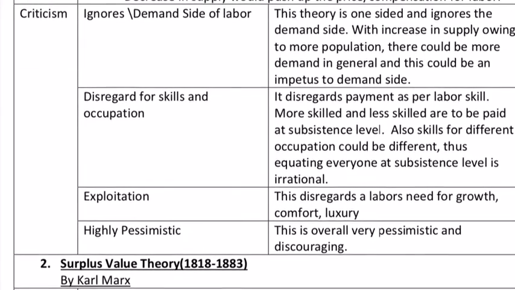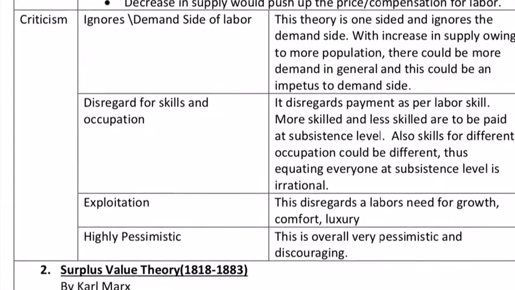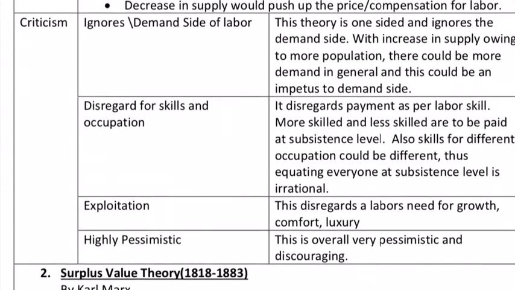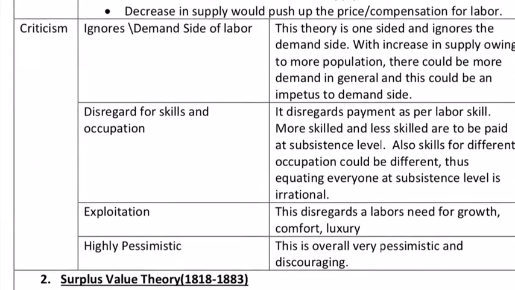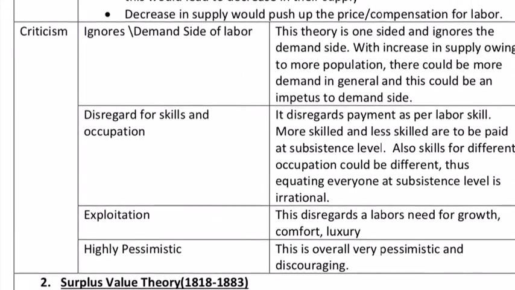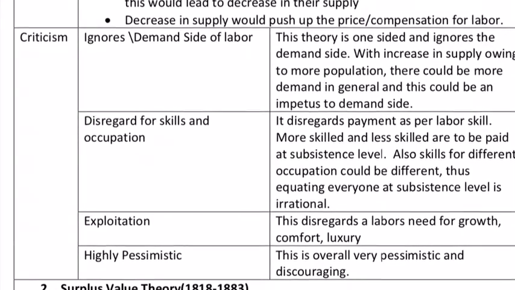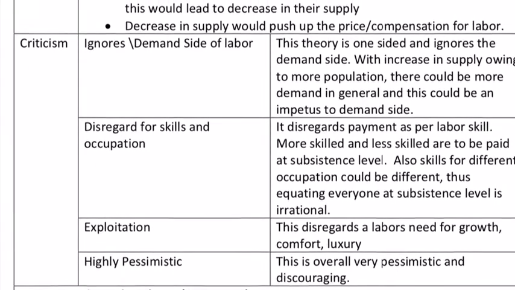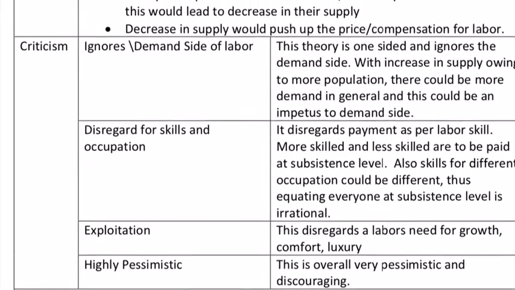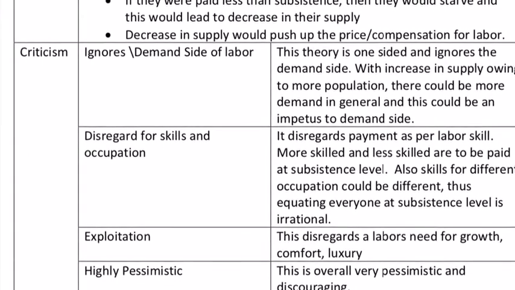Moving on, the next theory has been proposed by Karl Marx, and it's called the surplus value theory, where it is very similar to that of David Ricardo's subsistence wage theory. Karl Marx agrees with David Ricardo on wages at subsistence level, but he says this level can be improved with the presence of labor unions. They can alter the situation.